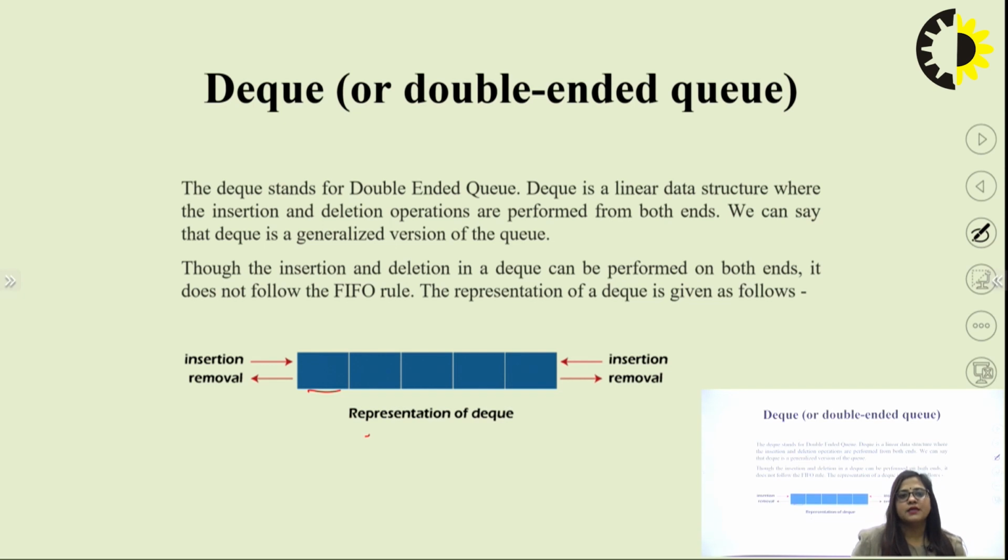DQ is a linear data structure where the insertion and deletion operations are performed on both sides, the front side and the end side, which is called the rear side. We can say that the DQ is a generalized version of a queue. You know that a queue works on FIFO. If you want to delete an element, you go to the front side, but if you want to add an element, you use the end side.